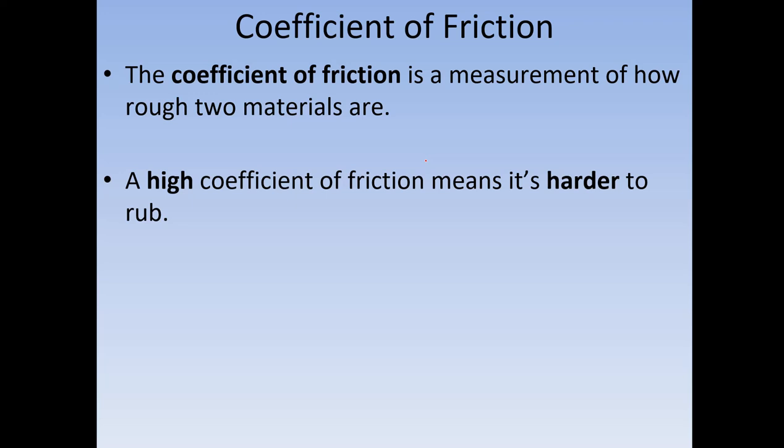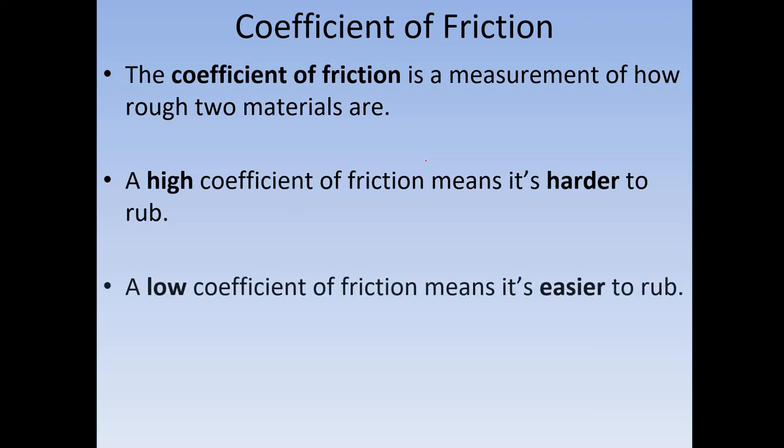For example, rubber and concrete have a very high coefficient of friction. If you have rubber material, it's not going to slide very easily across the concrete because of the bumps and grooves. On the other hand, low coefficient of friction would normally mean that it's easier to rub. So something like ice on rubber or ice with metal tends to have a very low coefficient, so it's going to slide very easily. Now, one question that could be asked is, what are the units for mu?